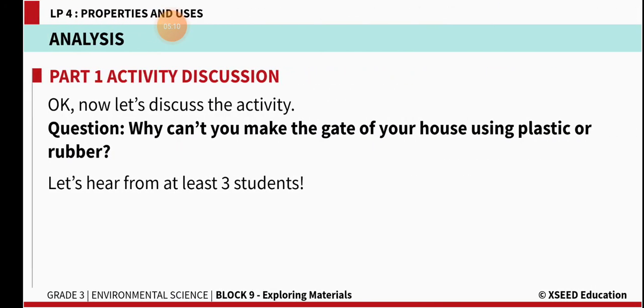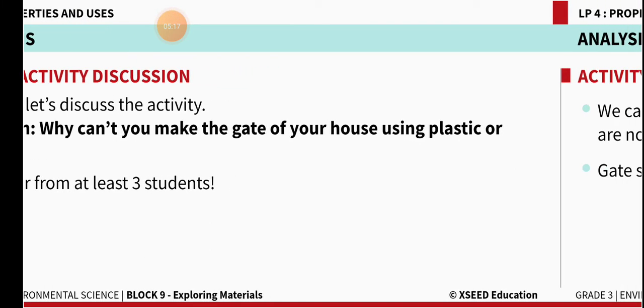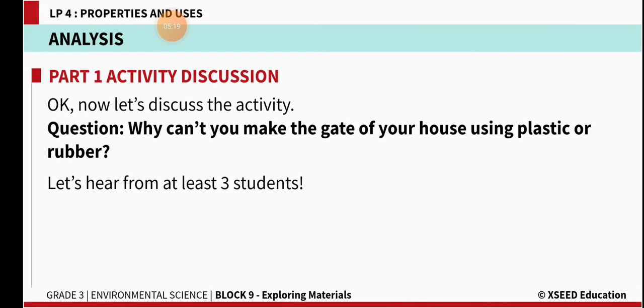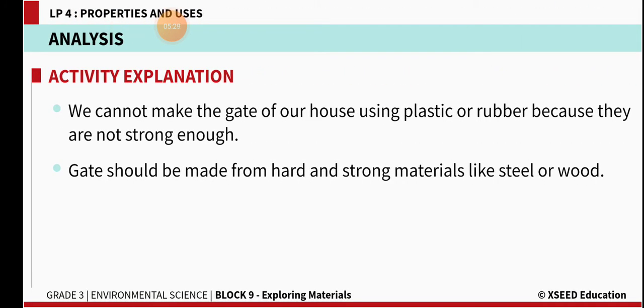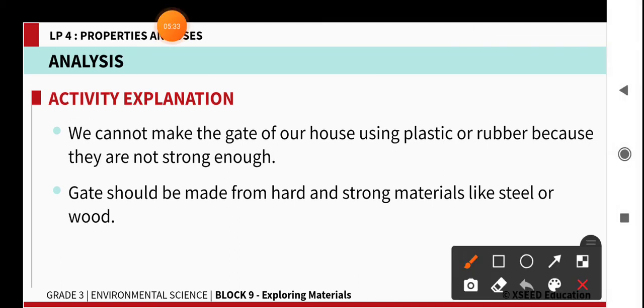Okay. So now you see, why can't you make the gate of your house using plastic or the rubber? You know, rubber can be folded, can bend easily, plastic can bend easily. So these two materials if we use, we cannot protect our house. We cannot make the gate of our house using the plastic or rubber because they are not as strong as the metal. They are not strong, so we cannot use them.